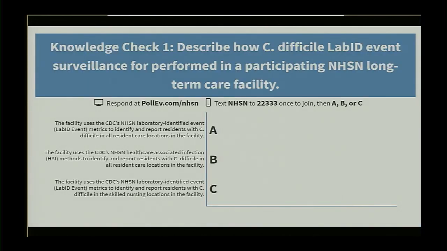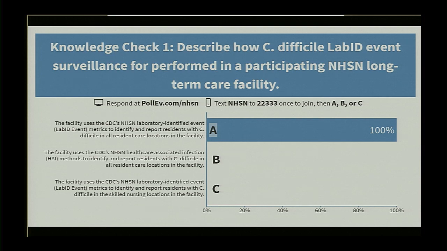So A, the facility uses the CDC's NHSN metrics to identify and report residents with C. difficile in all resident care locations in the facility. B, the facility uses the CDC's NHSN HAI methods to identify and report residents with C. difficile in all resident care locations in the facility. Or C, the facility uses the CDC's NHSN laboratory identified metrics to identify and report residents with C. difficile in the skilled nursing locations in the facility.